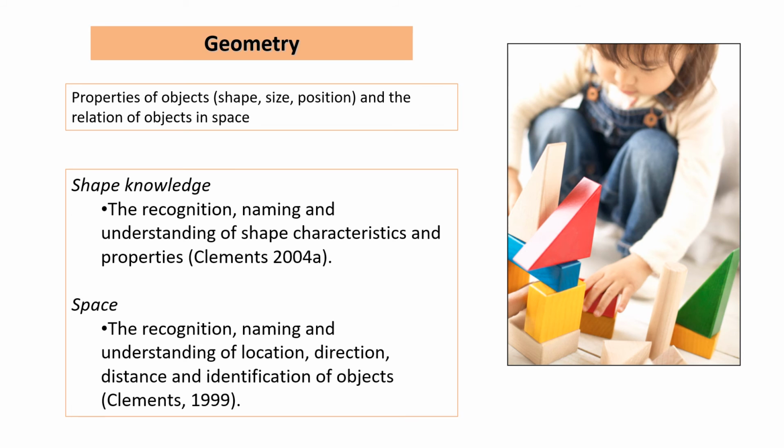Geometry looks at the properties of objects, their shape, their size, their position, and the relation of objects in space. So shape knowledge is the recognition, naming, and understanding of shape characteristics and properties. And space is the recognition, naming, and understanding of location, direction, distance, and the identification of objects.